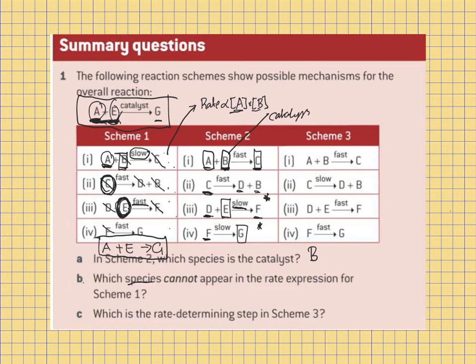Next question is really easy. Which is the rate determining step in scheme 3? Clearly it's the slowest step, and therefore it has to be step 2.